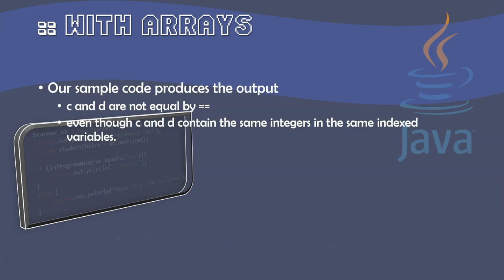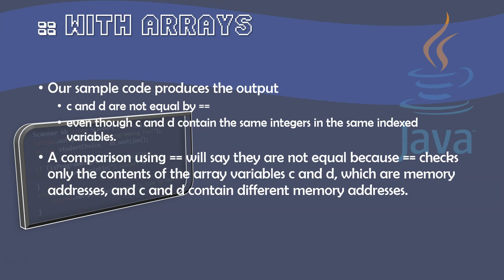Our sample code would produce the output C and D are not equal by equals equals, even though C and D contain the same integers in the same index variables. Like if you were to look at C of 1, it's going to be equal to D of 1. A comparison using equals equals will say they're not equal because, again, equals equals checks only the contents of the array variables C and D, which are memory addresses. And because C and D are independent from each other, they're going to contain different memory addresses.